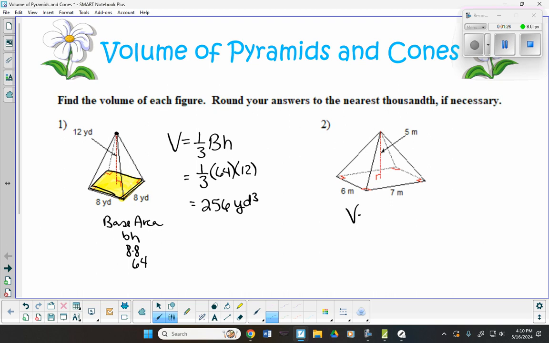In the next one, volume is 1/3 area of the base times height. Well, here your base is a rectangle, so the formula is little b times h. So base, which is 7, times the height, which is 6, or vice versa. So it would be 6 times 7, which is 42. So we plug that in, and the height from the rectangle to the very tippy top is 5. And you multiply those together, and you should get 70, and that would be cubic meters.